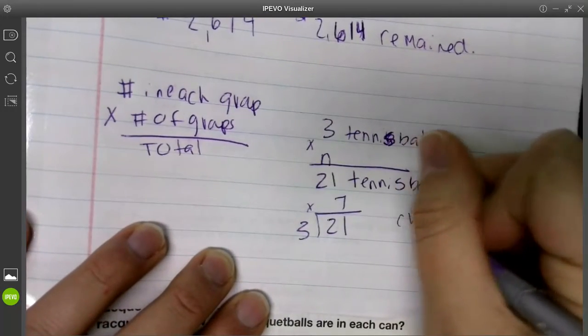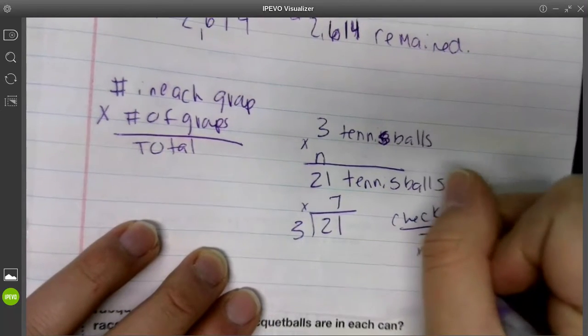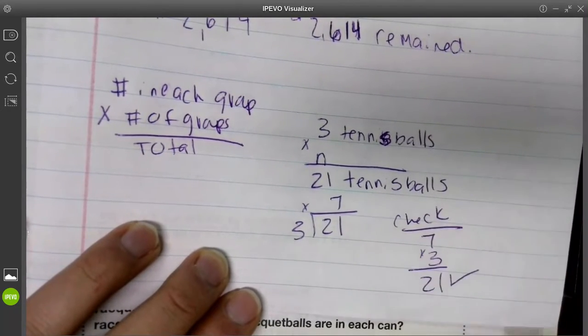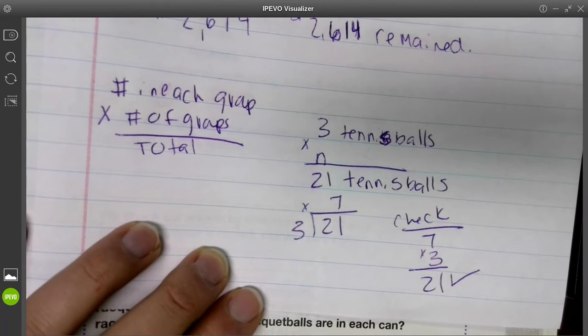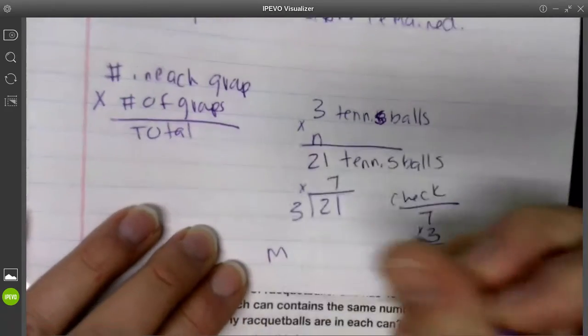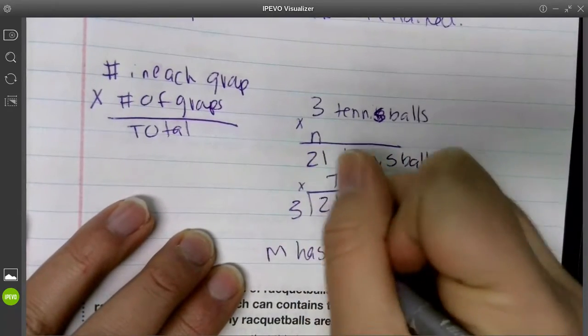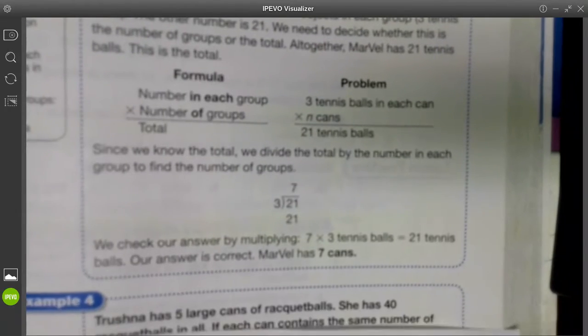Now we need to check it, just like we learned yesterday. 7 times 3 equals 21, check. So the question says, how many cans does he have? So then we can just put he has 7 cans of tennis balls. Okay? All right, we're going to do another problem.